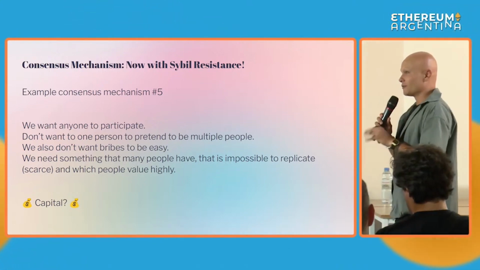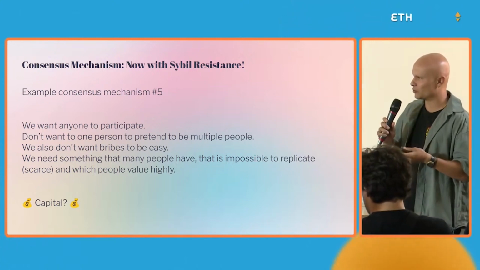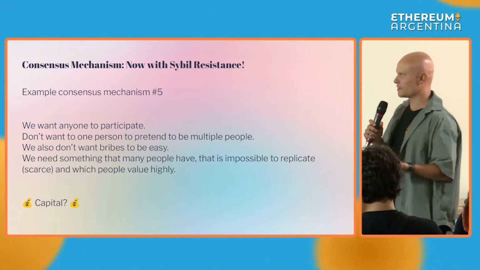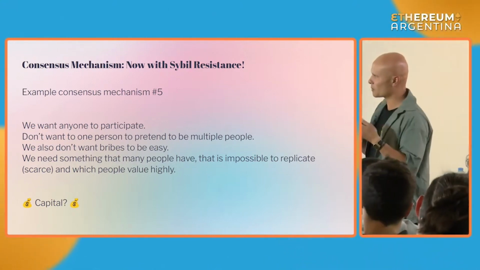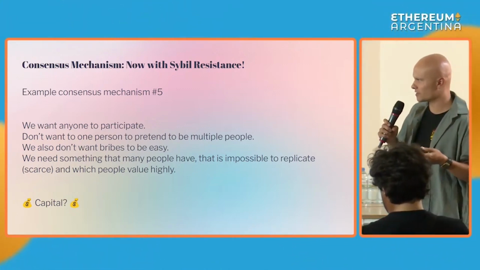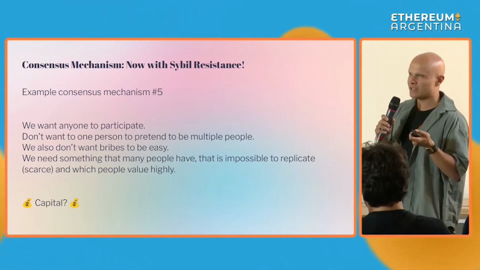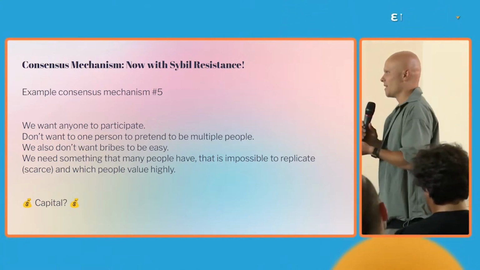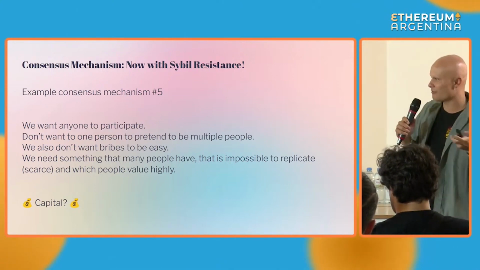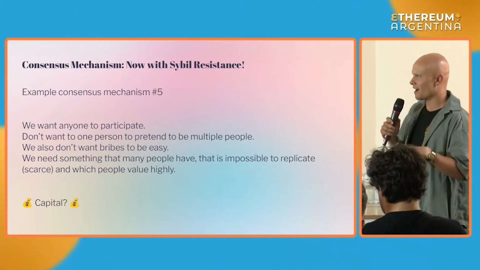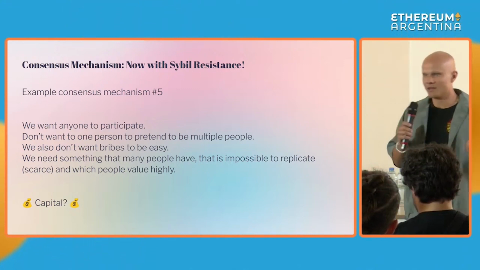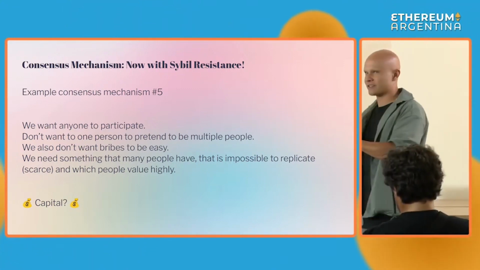So let's recap. We want anyone to be able to participate in the consensus of Ethereum, right? To help us determine what is the current state of Ethereum. We don't want one person to pretend to be multiple people or to have undue influence over the system. We don't want bribes to be easy or feasible or make sense in the system. And we need to use something that many people have that is hard to replicate, maybe that's scarce and which people value highly. Like, what is something that people value highly? And so basically, what we talk about here is capital.